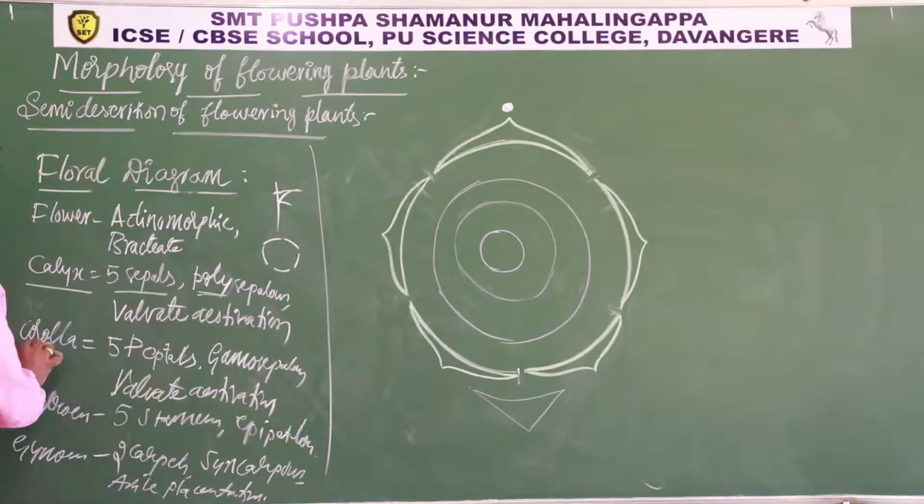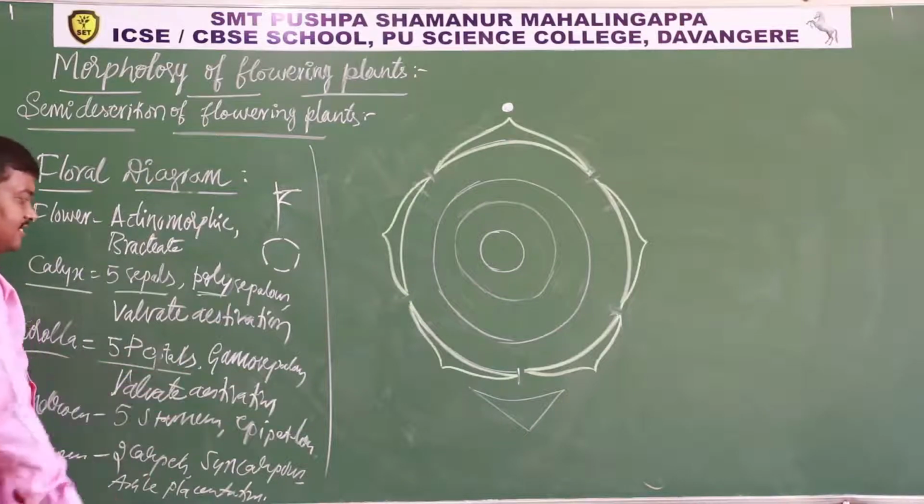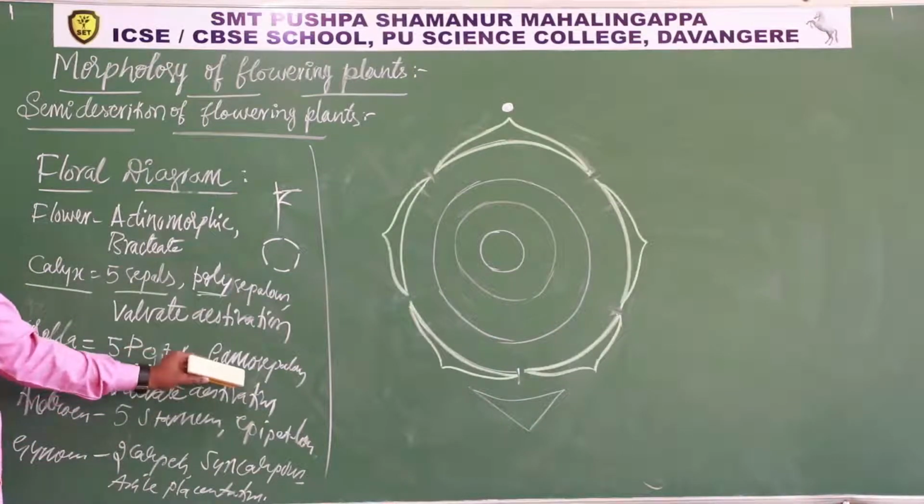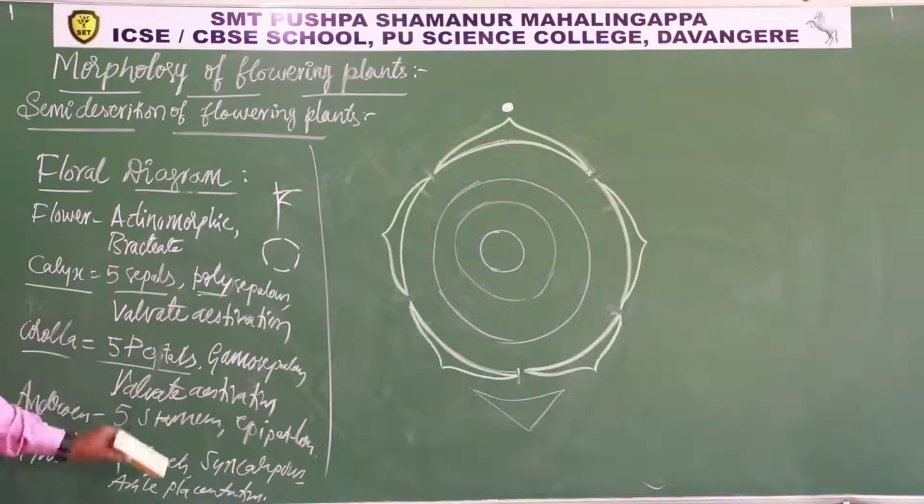So next come to corolla character. 5 petals should be there. So 5 petals should be there. And they are gamopetalous. ಇಲ್ಲಿ ಪಾಲಿ ಕೊಟ್ಟಿದ್ದೀನಿ, ಇಲ್ಲಿ ಗ್ಯಾಮೋ ತೊಗೊಂಡಿದ್ದೀನಿ. ವ್ಯಾಲ್ವೇಟ್ ಈಸ್ಟಿವೇಷನ್ ಇರುತ್ತೆ.